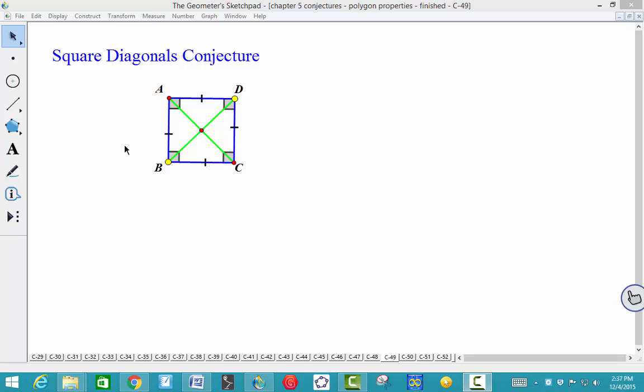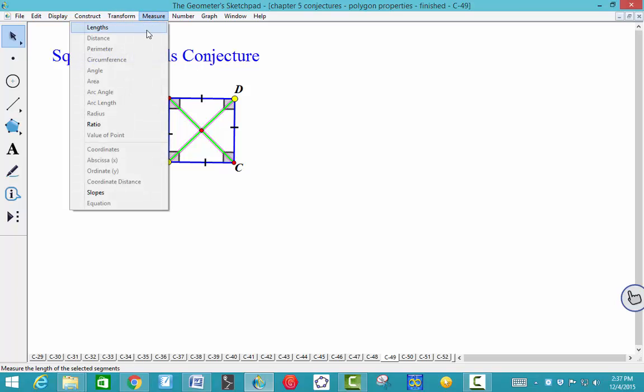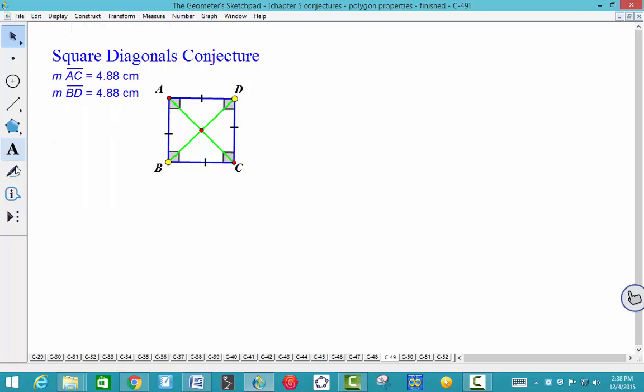Okay, the square diagonals conjecture. The diagonals of a square are going to be congruent. The diagonals of a square are going to be perpendicular. And the diagonals of a square are going to bisect each other.